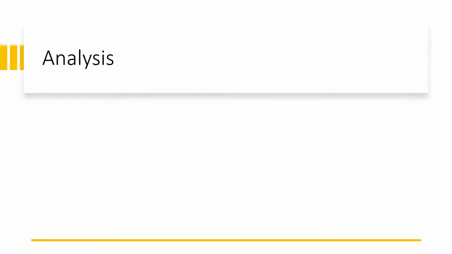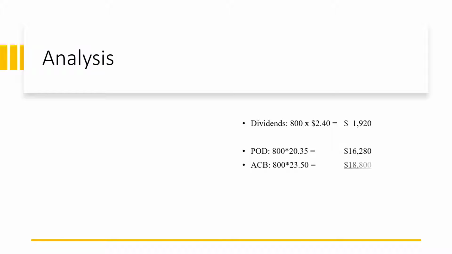Let's do a quick analysis of what we just saw. We know that there were dividends, and if we take the 800 shares multiplied by the per share dividend, we get $1,920. We can also calculate our proceeds of disposition and our adjusted cost base on those shares, and we see that this results in a capital loss. However, we should also take a look at the broader transaction to see if the stop-loss rules apply.